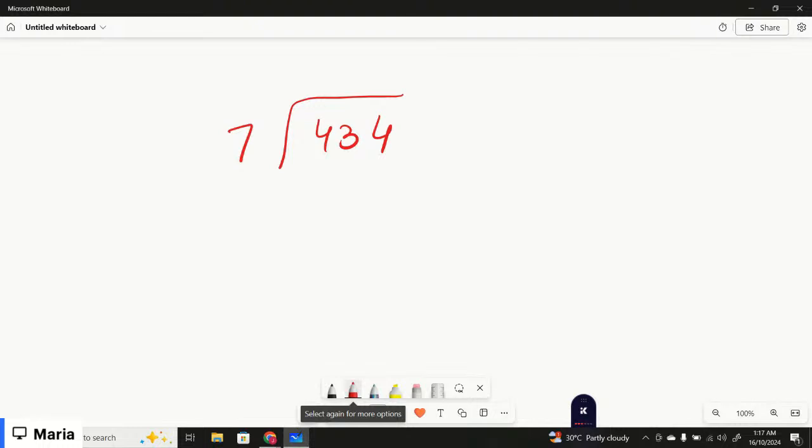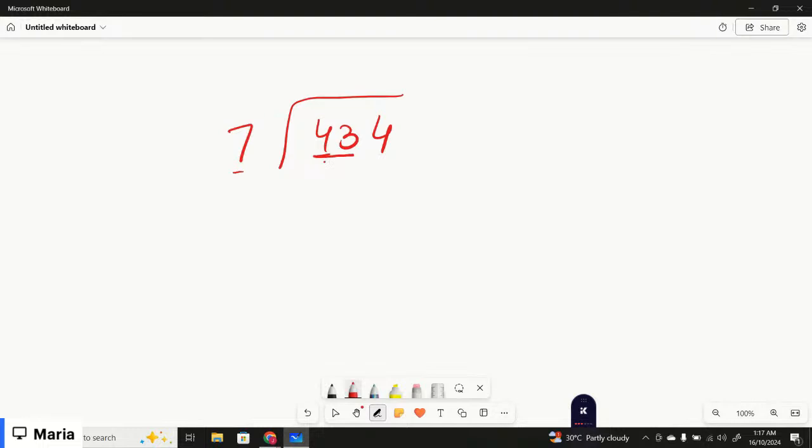You have to divide 434 by 7, right? So how do we divide? You need to start with the first digit, right? Here you have 7, here you have 4. You cannot divide because 4 is less than 7, right? So we need to make it 43. We need to make a two-digit number. Now you can divide 43 by 7.